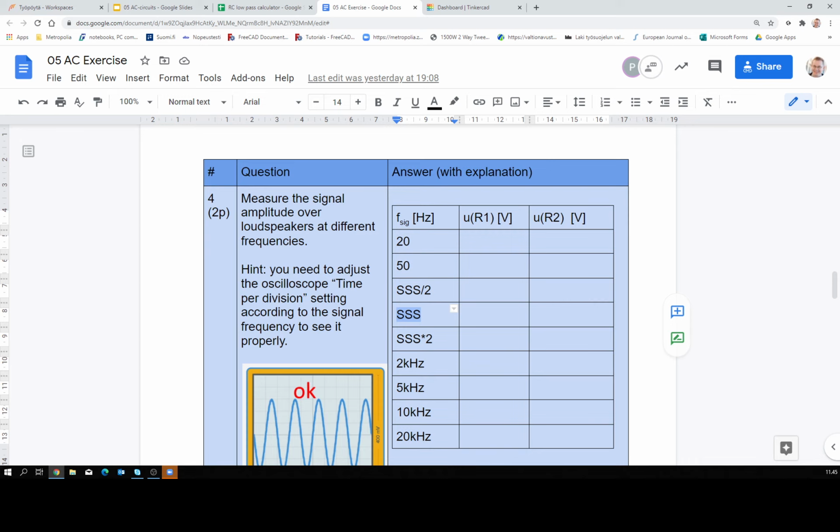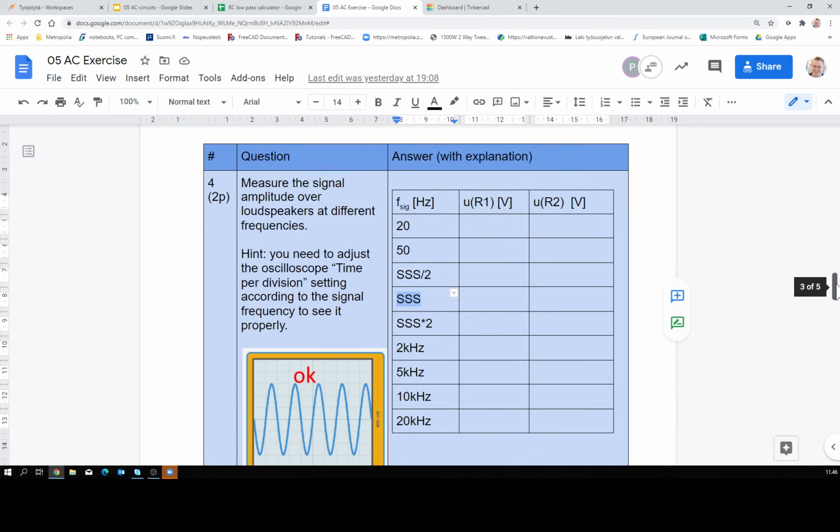What you should see on the corner frequency is about equal signal on both the lower and higher frequency loudspeaker. If they are not roughly the same, then you did something wrong. And then, of course, on lower frequency you should get a higher signal over the lower frequency speaker, and vice versa on the higher frequencies. And this is just plain measurements.